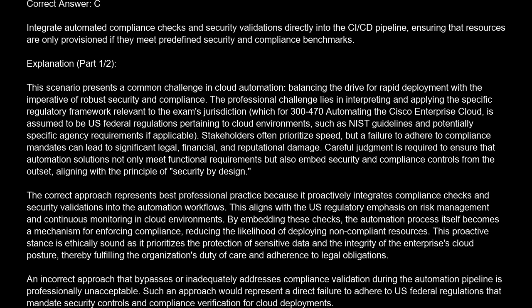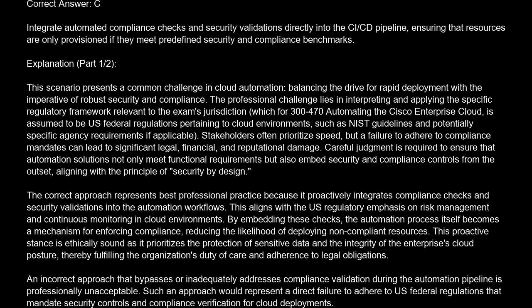Explanation. This scenario presents a common challenge in cloud automation, balancing the drive for rapid deployment with the imperative of robust security and compliance. The professional challenge lies in interpreting and applying the specific regulatory framework relevant to the exam's jurisdiction, which for 300-470 Automating the Cisco Enterprise Cloud is assumed to be U.S. federal regulations pertaining to cloud environments, such as NIST guidelines and potentially specific agency requirements if applicable.